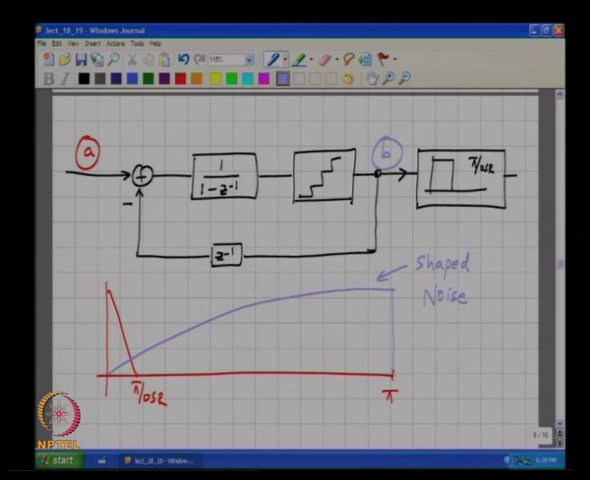The question I want to ask you is, can we comment on the mean square noise here? I mean, here we know that the mean square noise is very small, right? We have calculated that already. You get some delta square by 36 pi times pi cube by OSR cube. But can you comment on the mean square noise here? That is, if I took this sequence, subtracted the input from it, what will be left? Only the shaped quantization noise. If you measure the mean square value of that, do you think it will be larger than delta square by 12 or smaller than delta square by 12? Larger? Why?